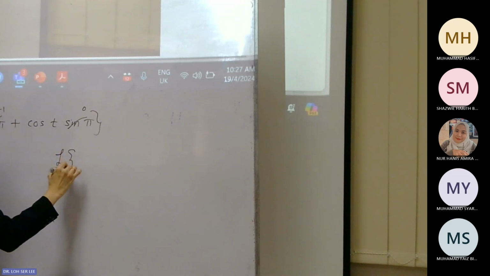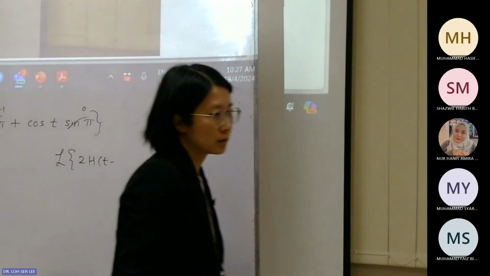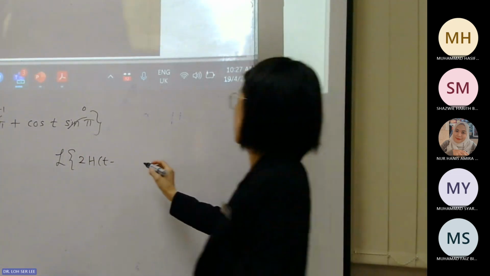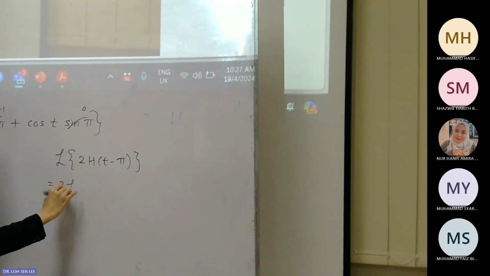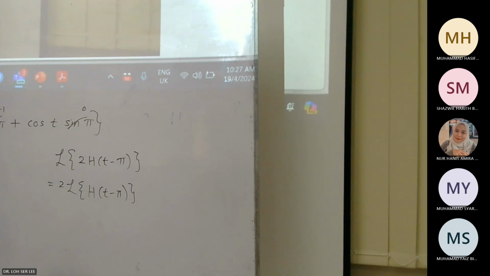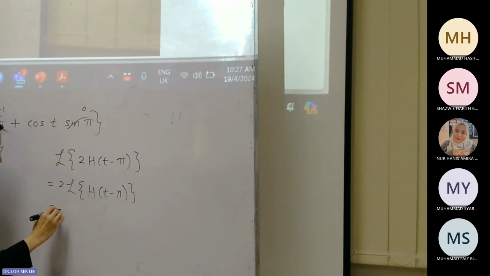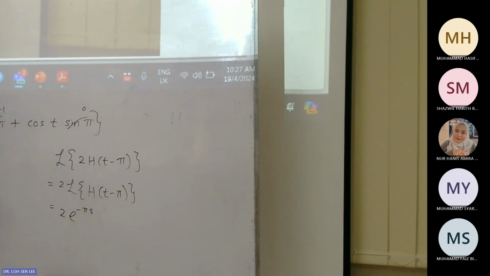So, Laplace of 2H(t minus pi). We factorize the 2, so you have only H(t minus pi). When we start to do the Laplace transform, we take out the minus pi, because there's no t here, so we don't have to do anything. Laplace, take out the minus pi, so you have 2e to the minus pi s.